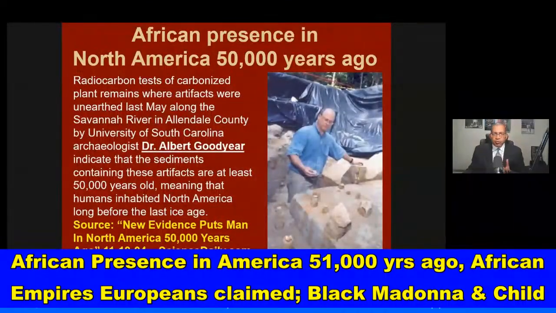So these Africans were the Khoisan, who have the oldest DNA on the planet. They're the short-statured Africans. They go all around the world. They're the ancestors to the Ainu and the Twa, and they were here also. This is Dr. Albert Goodyear. He's a white archaeologist from the University of South Carolina. This article from ScienceDaily.com, November 18, 2004, entitled New Evidence Puts Man in North America 50,000 Years Ago, talks about his discovery. Okay, ScienceDaily.com, they have all types of archaeological discoveries, scientific discoveries, etc. there.